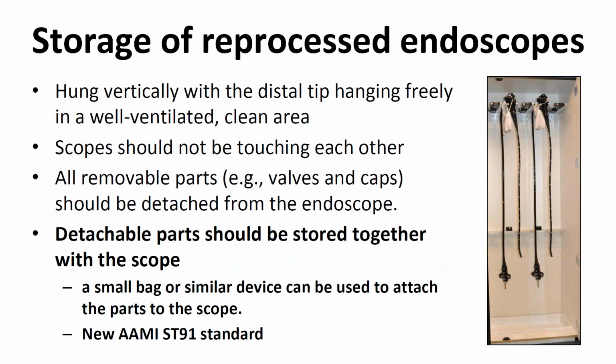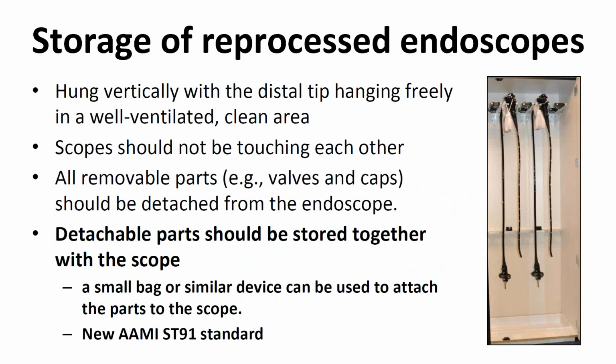Next slide, please. So we said that they need to be hung vertically with the distal tip hanging freely in a well-ventilated, clean area. They should not be touching each other. Any removable parts, such as valves and caps, need to be off of that endoscope to facilitate airflow. And the detachable parts, such as those valves, should be stored together with the endoscope.